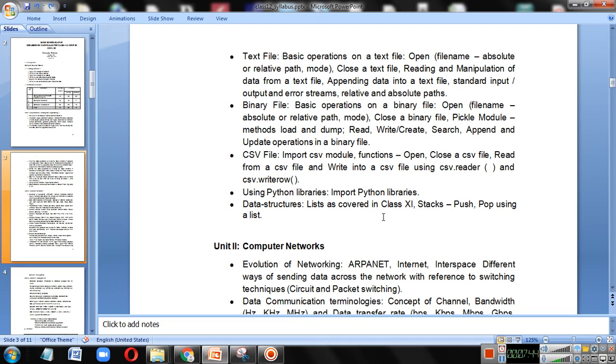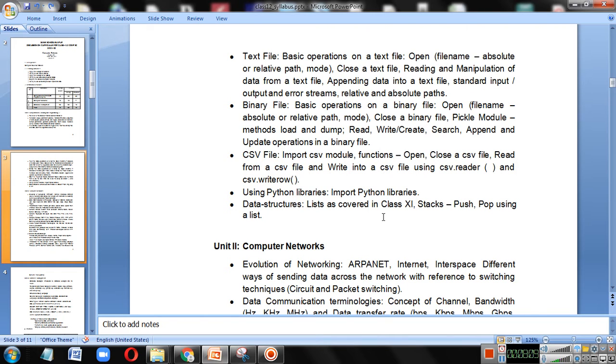Similarly, the same operations that you have to do on text files we will also apply on binary file and CSV file. Then the Python libraries. How we can explore the Python libraries, what are the advantages of them, what is the syntax to use the Python libraries, etc. we are going to see.